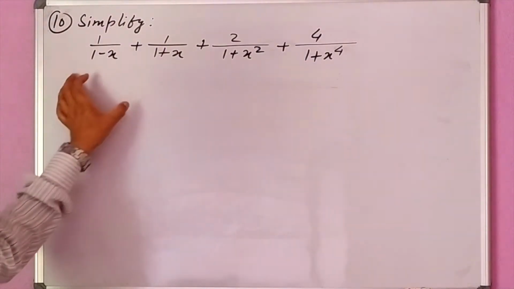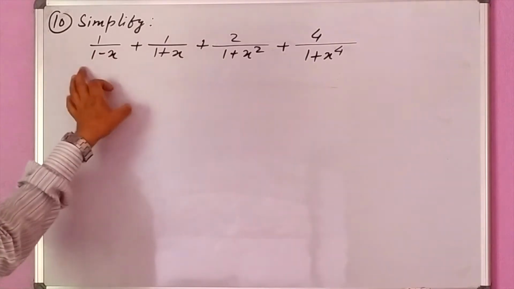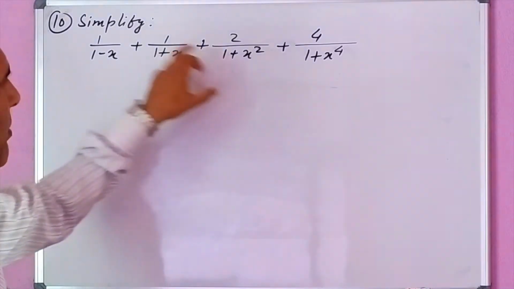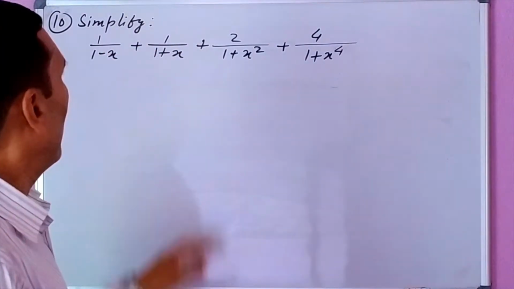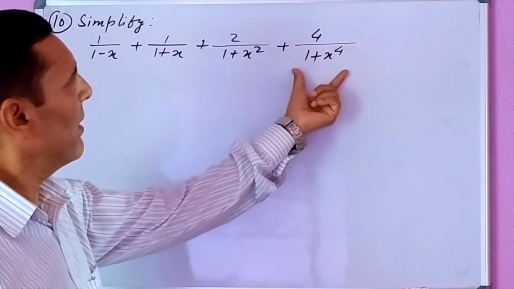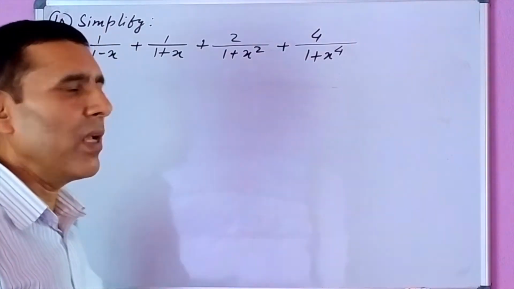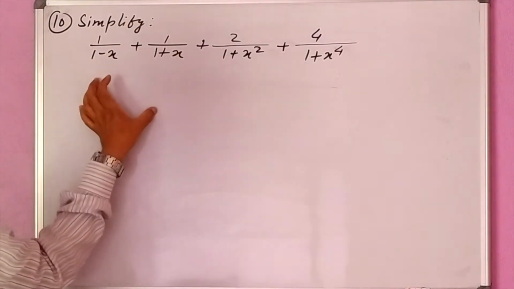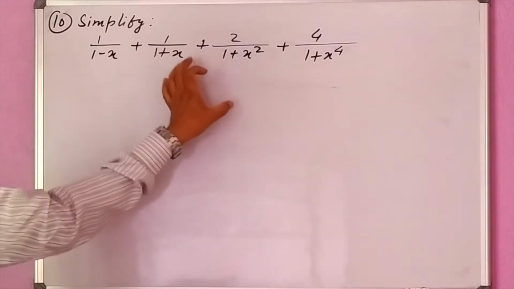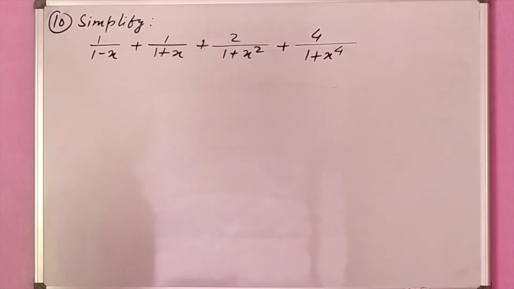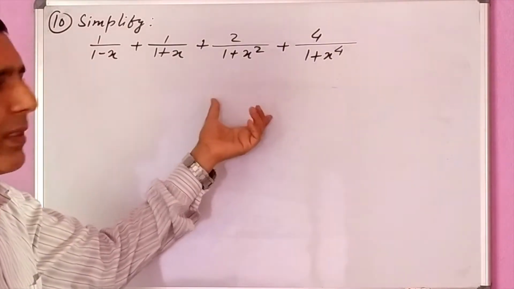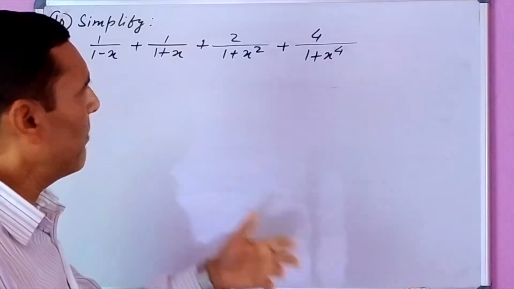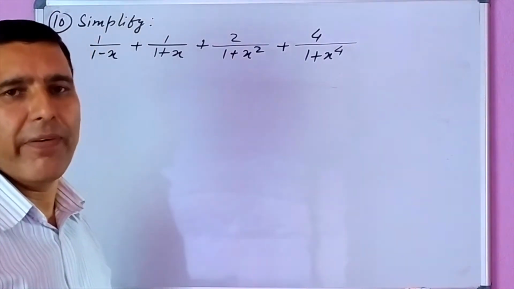But when we multiply the first two denominators, we will get 1 minus x square. And with the third denominator, 1 plus x square, if you multiply these two, we will get 1 minus x power 4, and then the fourth denominator we have is 1 plus x power 4. So we take the LCM turn by turn: first from the first two terms, then combine it with the third one, and what we get is combined with the fourth one. Going this way, taking the LCM step by step, will be easier for us.